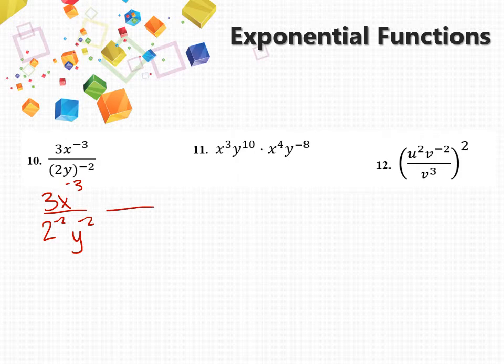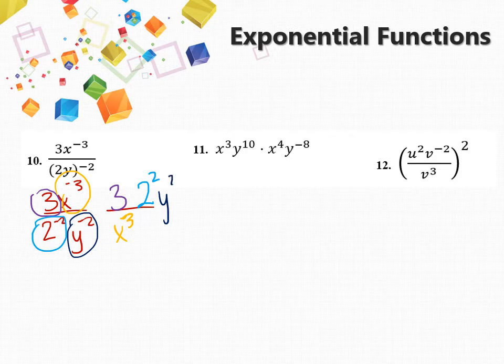Now we know the rule about negative exponents. They get moved. Treat each piece on its own. That 3 is on its own. It stays. This x to the -3rd, kick to the bottom. It becomes a positive. This 2 to the -2 gets kicked to the top. And this y to the -2 gets kicked to the top.